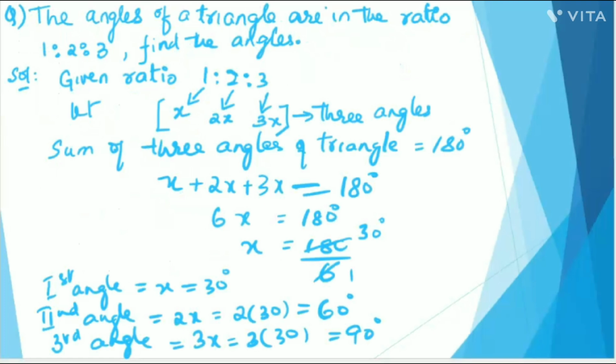Another example is, the angles of a triangle are in the ratio 1:2:3. Find the angles. How will we find? We will use the given ratio. The given ratio is 1:2:3. What will we suppose? We will suppose let this be x, this 2x, and this 3x. These are the three angles.